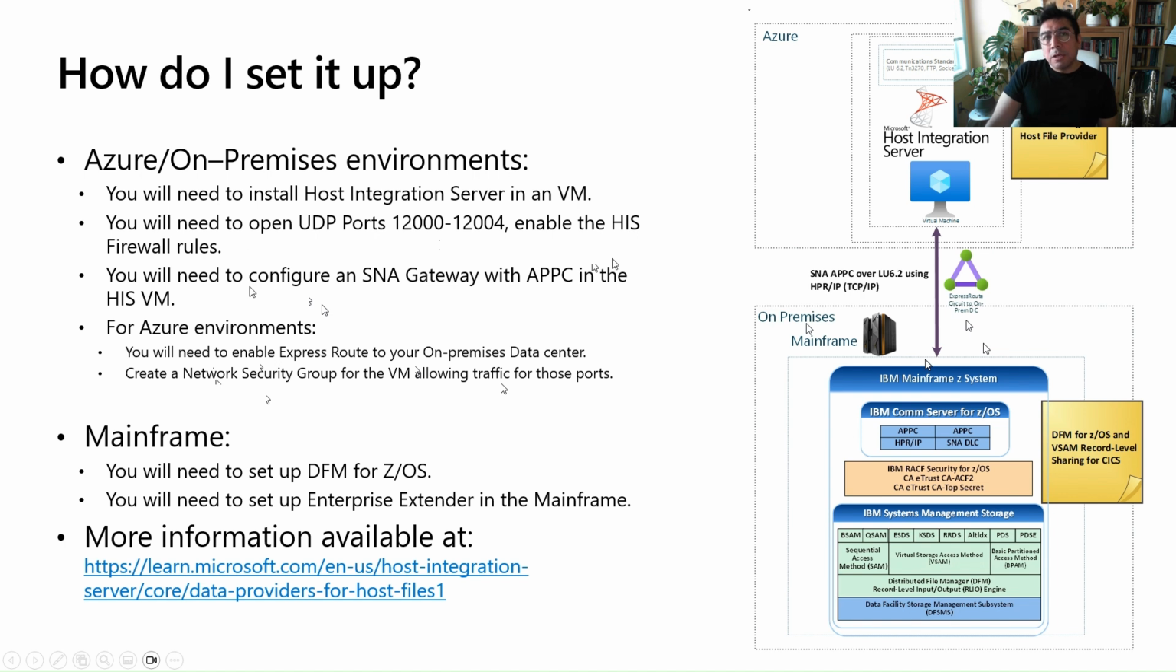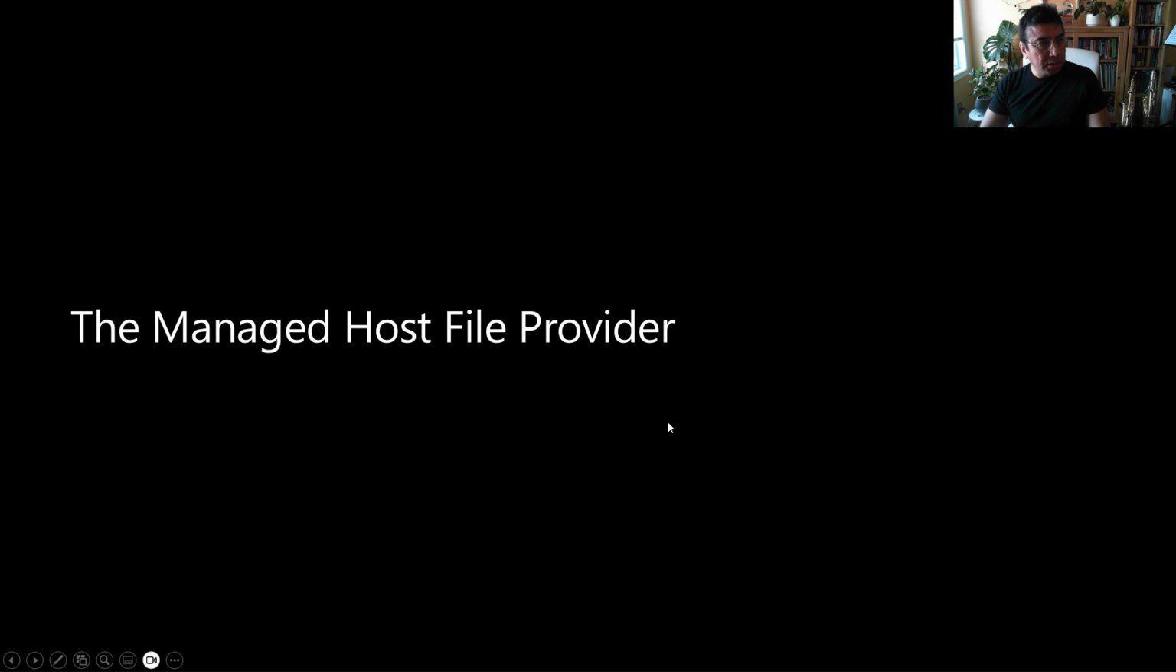Now, from a mainframe configuration perspective, you do need to set up DFM for z/OS, or you will need to set up Enterprise Extender in the mainframe, as you see here, the hint on the ports, the UDP ports, right? So then you can run commands using SNA over IP. There is a link where there is more information available, and then let me show you how it looks like.